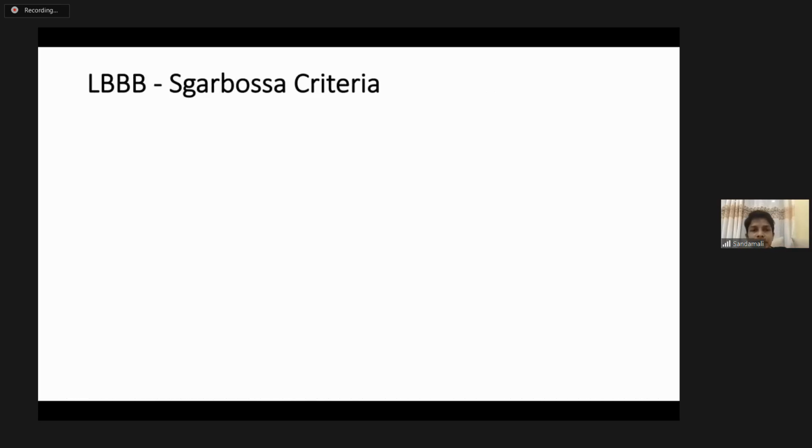So you all know, apart from ST elevation MI, acute MI can have the ECG pattern of left bundle branch block. If it is new onset, it's considered as acute MI. But if a patient comes with chest pain who already has a pre-existing left bundle branch block, how are we going to diagnose STEMI? We use the Sgarbossa criteria for that.